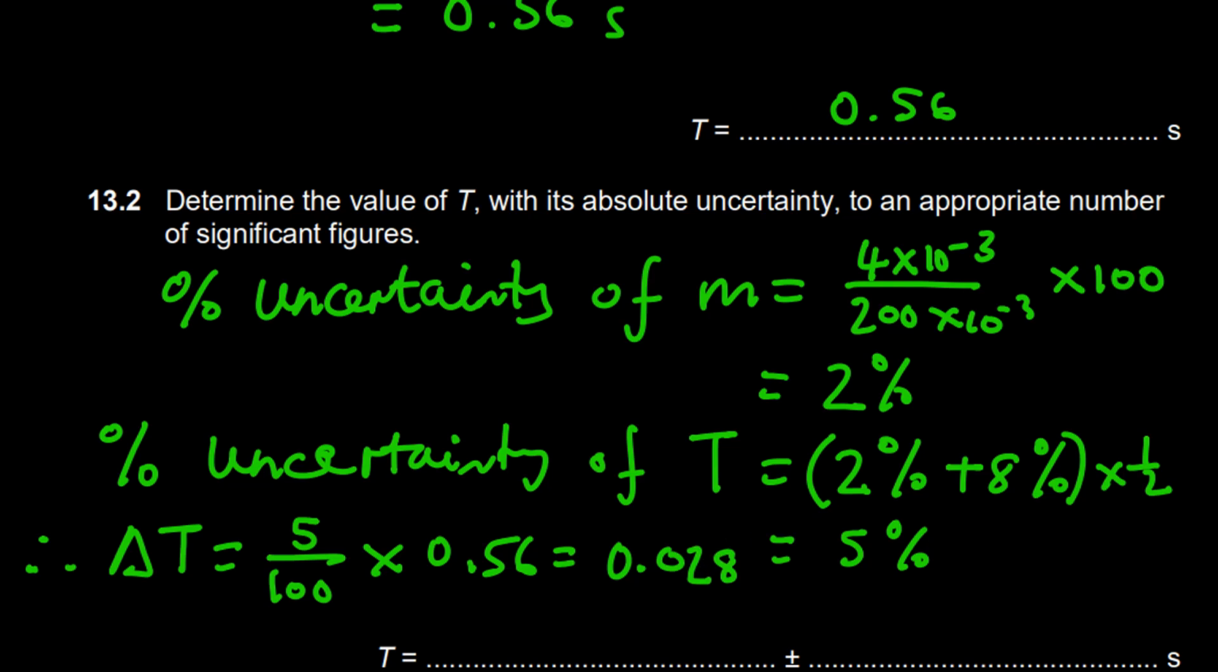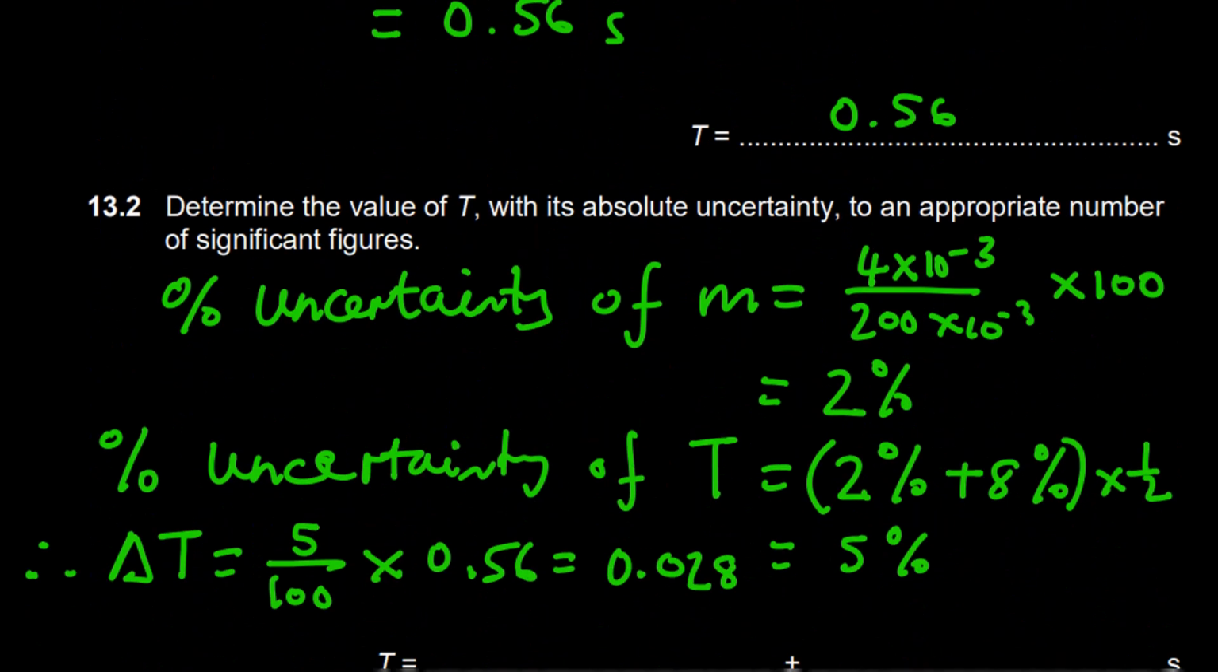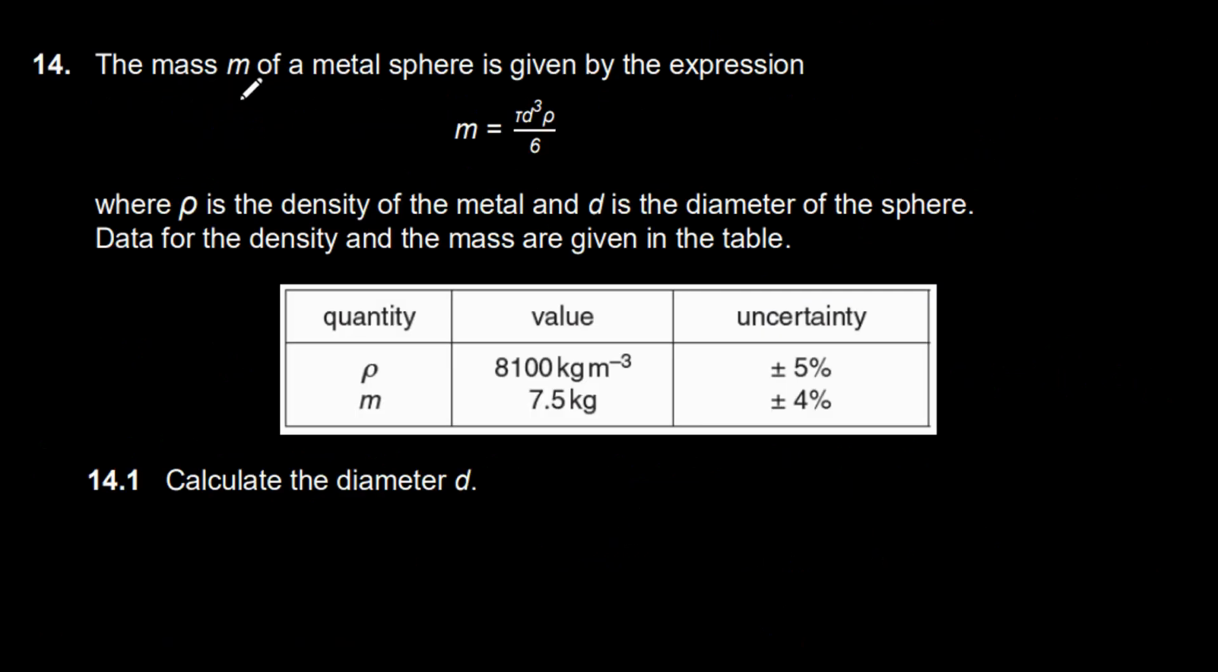Now, we need to be careful here because the percentage uncertainty given here, which we used in our calculation, has one significant figure. And the same here, one significant figure. So we need to give our answer then with one significant figure. So it's going to be 0.03. Then, of course, the period that we calculated was 0.56.